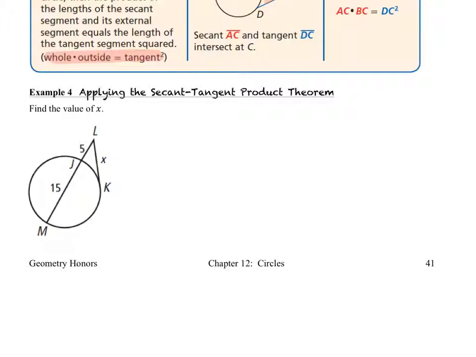So we have my secant LM, we have the tangent LK, and so we're saying that the whole, which is 15 plus 5, times the outside, which is 5, is equal to the tangent x squared. So let's simplify this. Parentheses first, 20 times 5 equals x squared. 100 equals x squared. Well, to cancel the x squared, we would take the square root. Let's cross that out. And so we get 10 equals x. So x is 10. That's all they wanted us to find, the value of x. If we need to know LM, it would be 20.